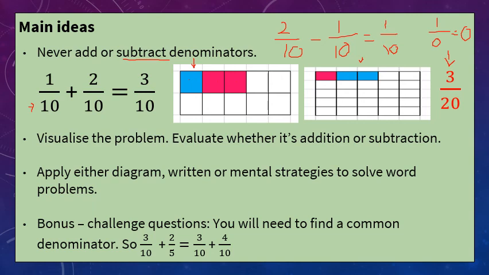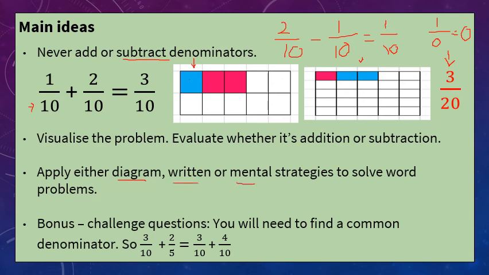When you're solving a word problem, visualize the problem, evaluate whether it's addition or subtraction. You can look for keywords, but you really need to have an understanding of whether it's addition or subtraction. In some situations, you could use either, just depending on how your brain works and how you're going to represent it to get your answer. Apply either a diagram, a written, or a mental strategy to solve the word problem.